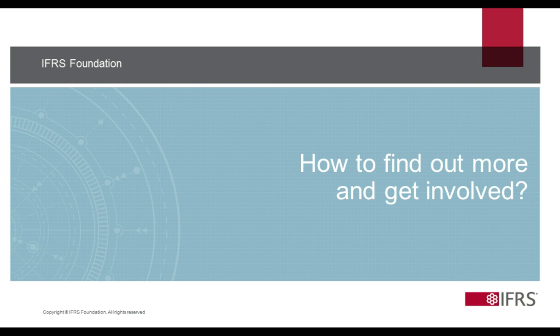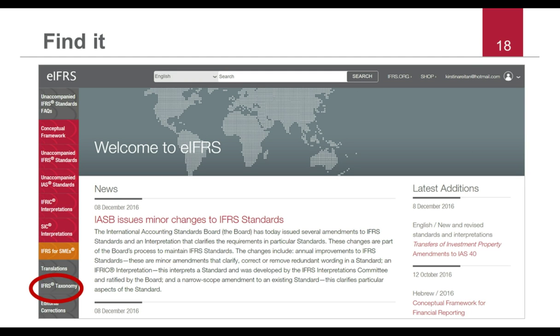So that summarizes what the taxonomy is and how it's developed. How can you perhaps get more involved? We would certainly like to encourage people to engage with the taxonomy process, and there are several ways in which you could do that. Firstly, where can you find the taxonomy itself? Well, we have a website called IFRS.org. You need to register to access the information there, but the taxonomy is available there for free.